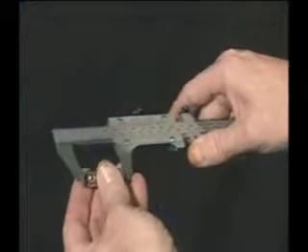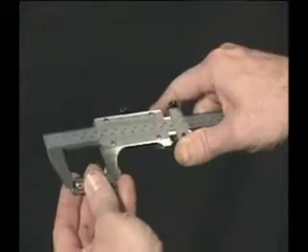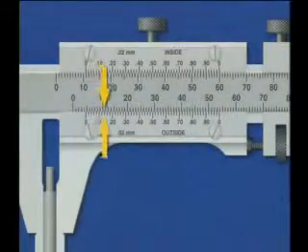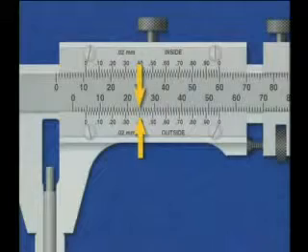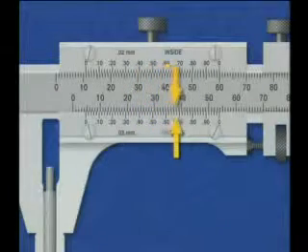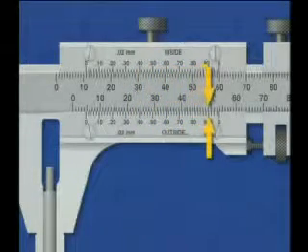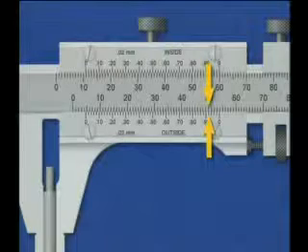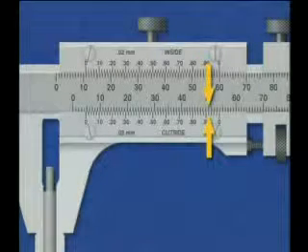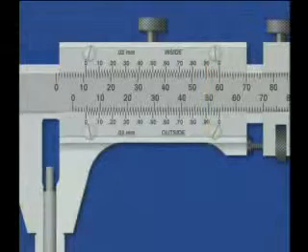Because of this minute difference, when a measurement is taken, only one graduation on the plate will exactly coincide with a graduation on the stationary bar. This intersection is where the fractional portion of a vernier caliper measurement is read.